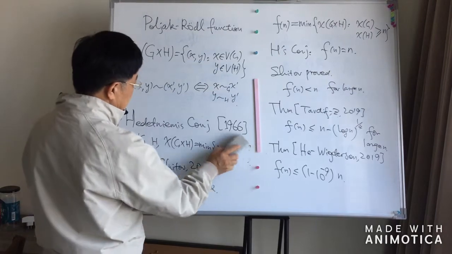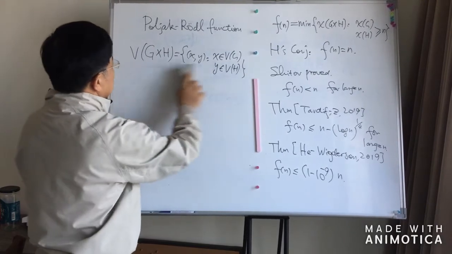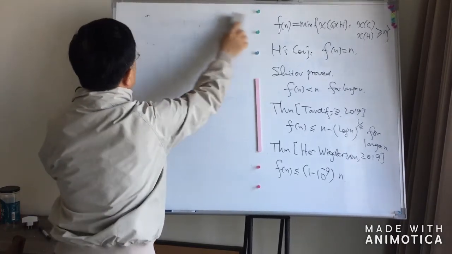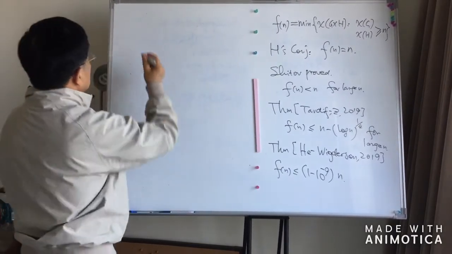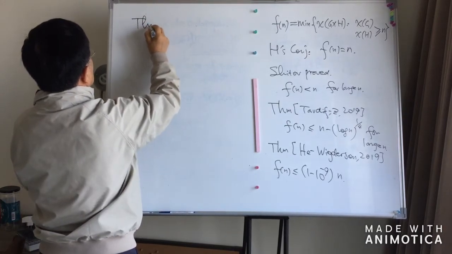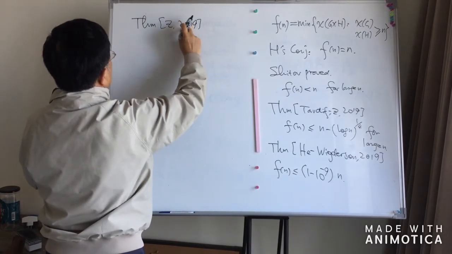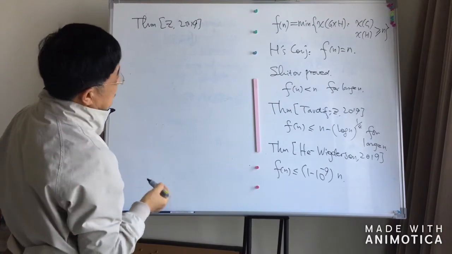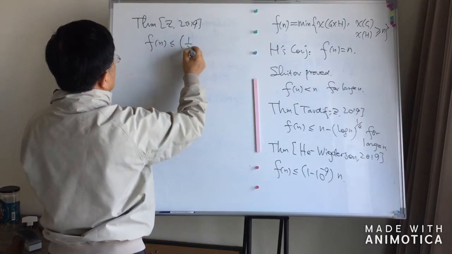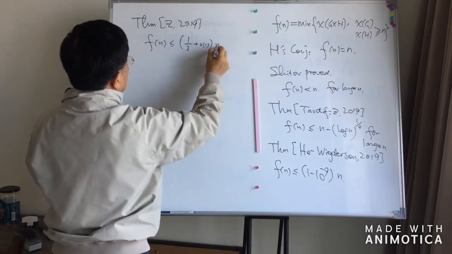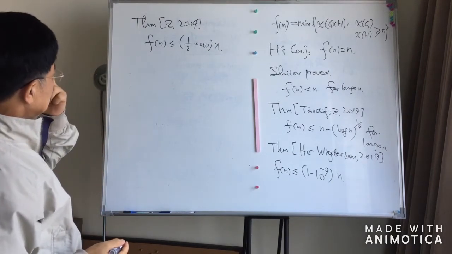Then what I proved recently, using Shitov's result, is the following improvement. It's a little bit stronger than that. What I proved, also at the end of 2019, is that f(n) is less or equal to (1/2 + o(1))n. So I'm going to prove this result today.